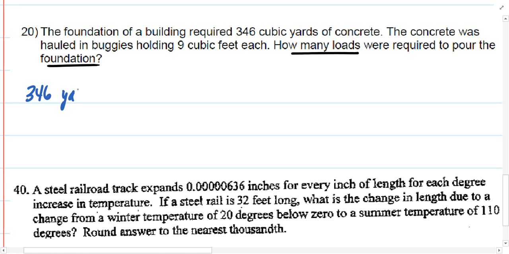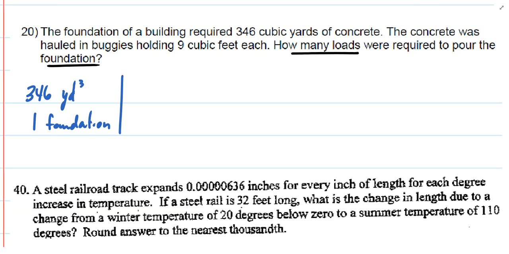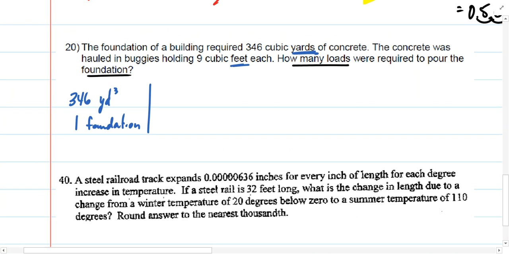346 cubic yards per foundation. So I'll just say one foundation. Not a typical unit, but it's what we've got. There are 346 cubic yards needed for this foundation. So let's see, how about we convert yards into buggies? Now, I know that each buggy can hold 9 cubic feet, but the problem was given to us in cubic yards. So let's go ahead and convert cubic yards.